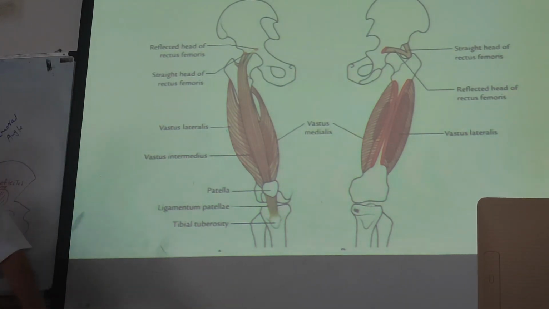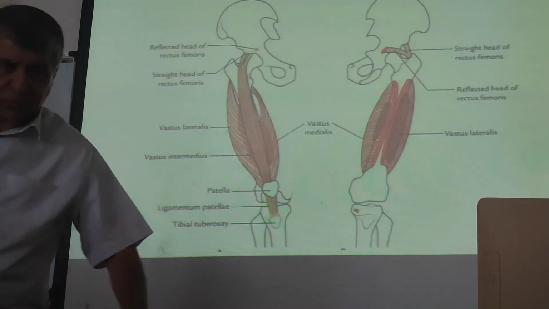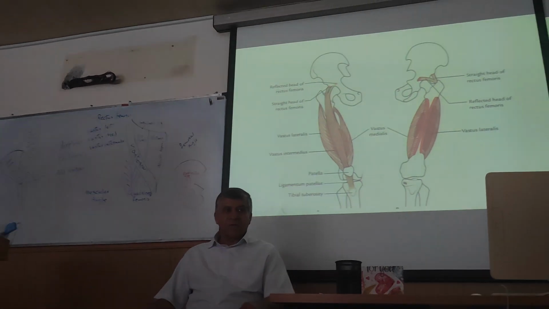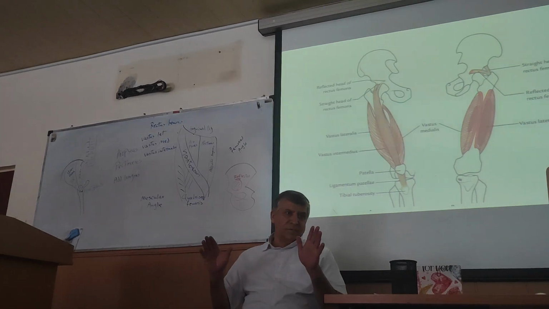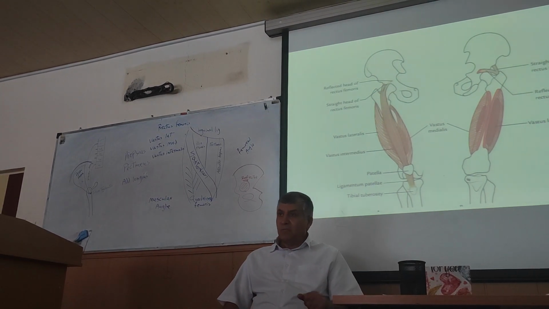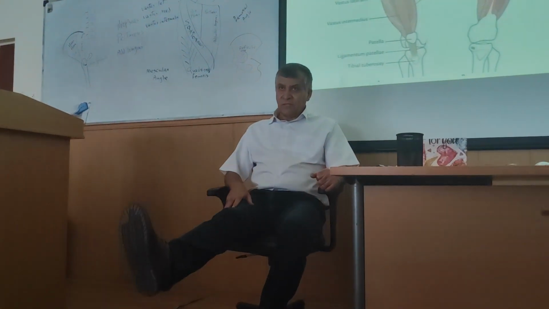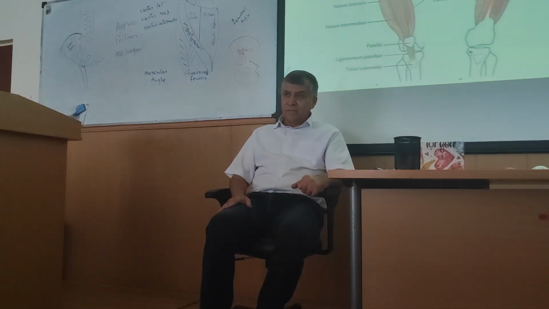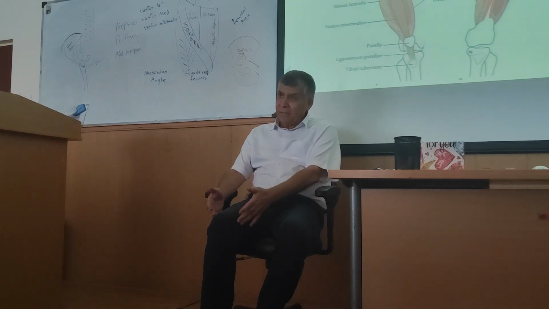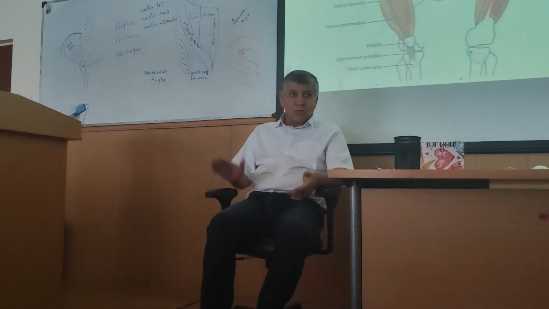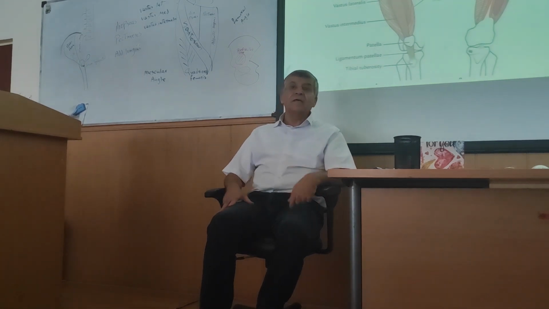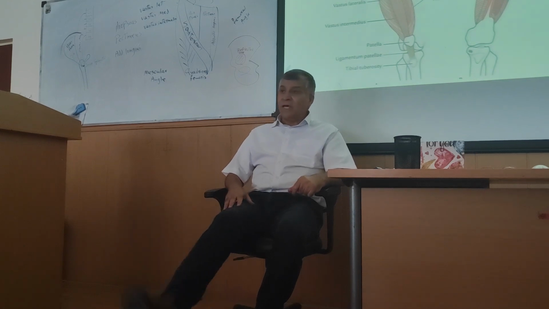What's the function of the quadriceps muscle? Extension of the knee is the most important function. The most important stabilizer for the knee is the quadriceps muscle. Everybody who has knee pain must reinforce the quadriceps muscle, because the quadriceps muscle is the main stabilizer and main protector of the knee.